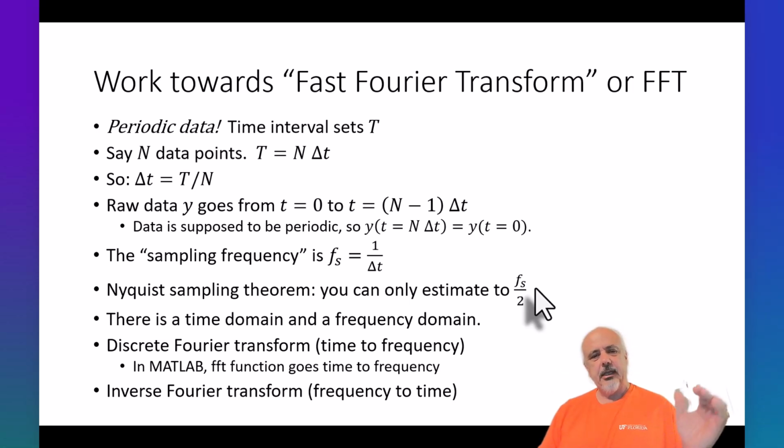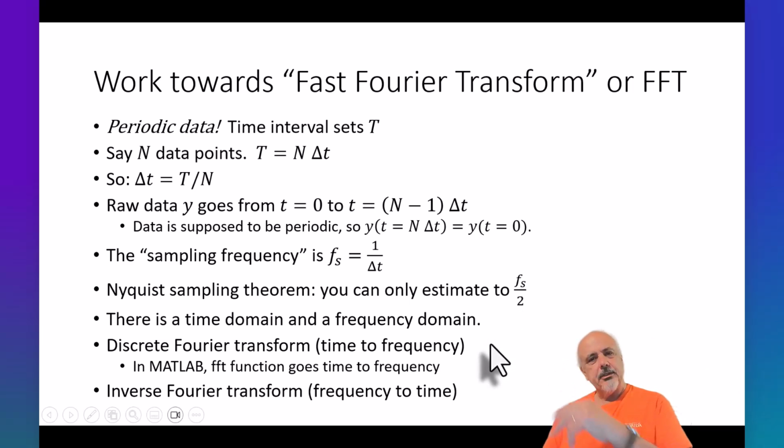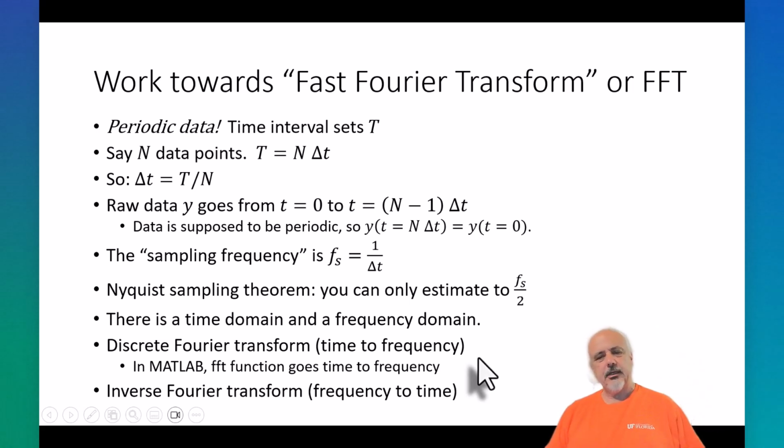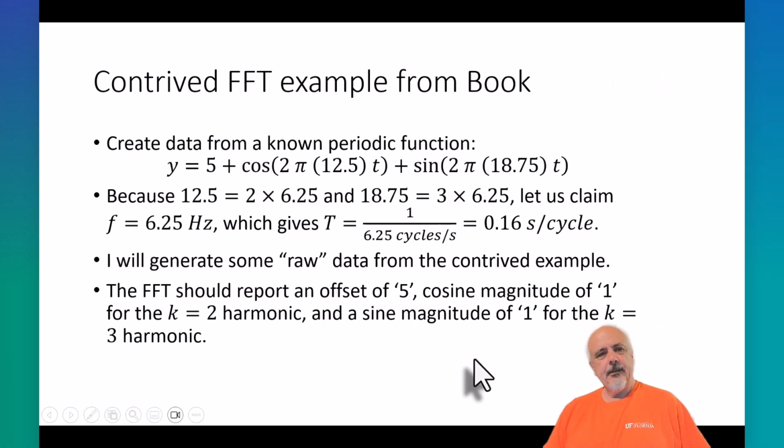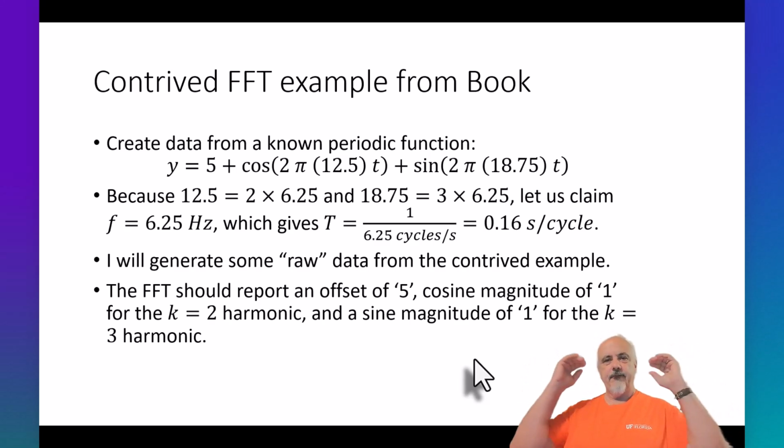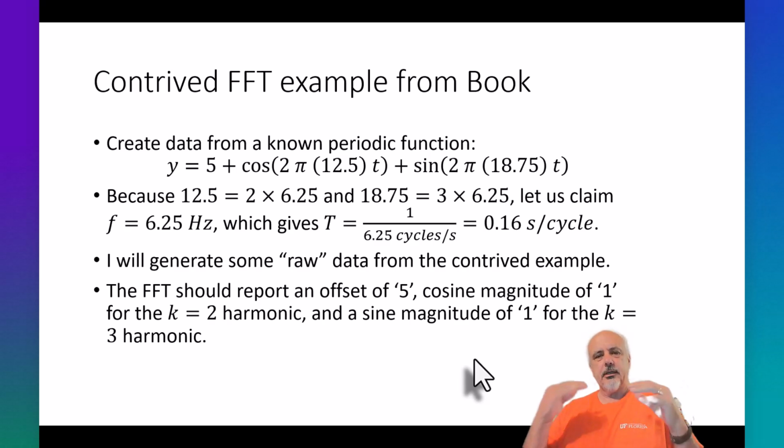So we're going to look at a discrete Fourier transform where we take a time series and we go to frequency. And that's what the FFT does. And then, of course, we can do the converse to kind of check ourselves. So I'm going to use a contrived example from the book. And what I mean by that is I'm going to start with a very known periodic function. And then I'm going to do the FFT on it and kind of verify it.